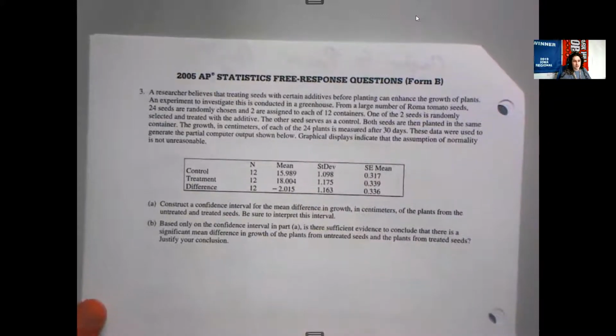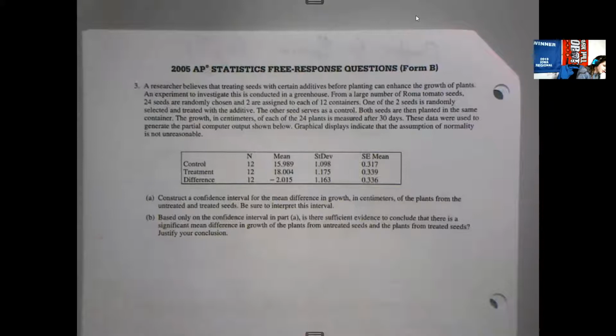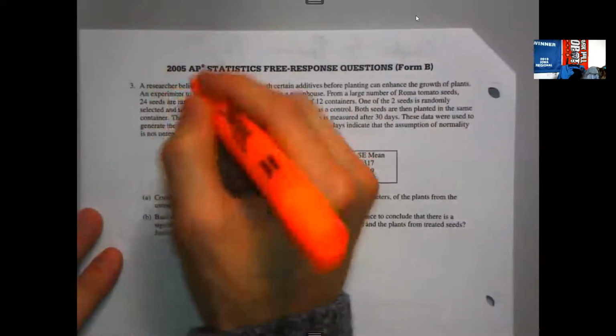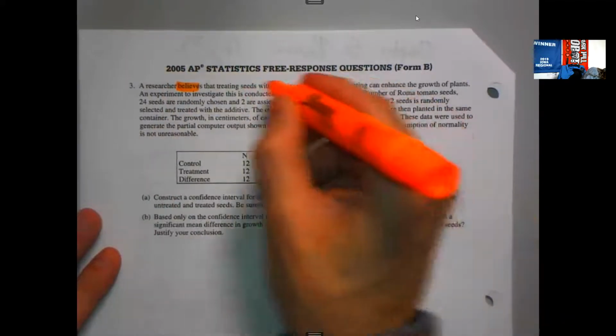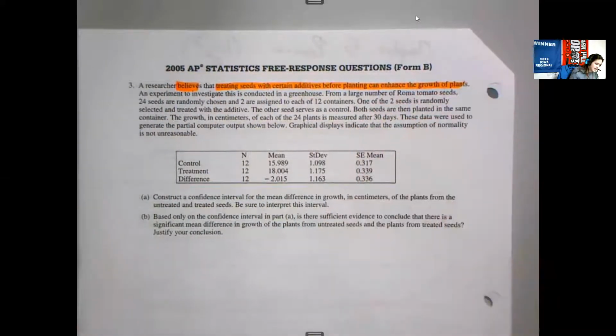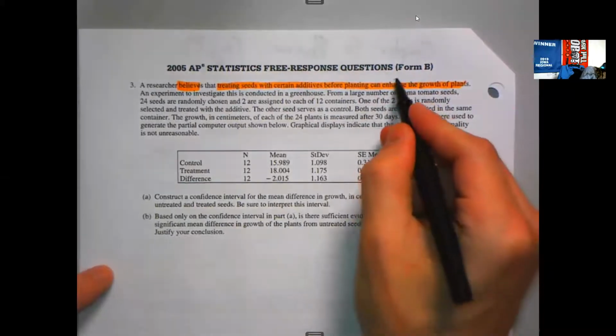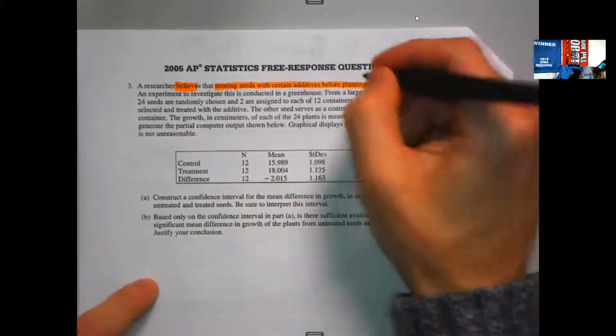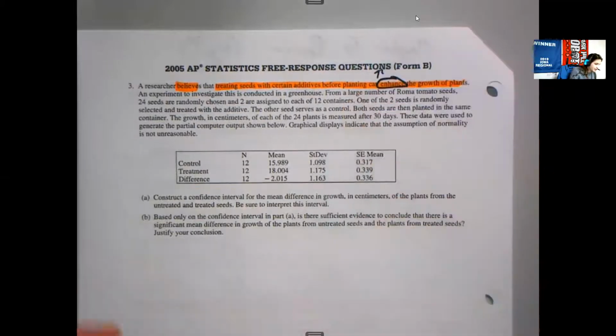2005 Form B. Researcher believes that treating seeds with certain additives can enhance the growth of plants. Okay, we got a belief. Believes treating seeds with certain additives can enhance the growth of plants. I'm going to circle the word enhance because that makes me think some sort of increase. We're going to investigate this.